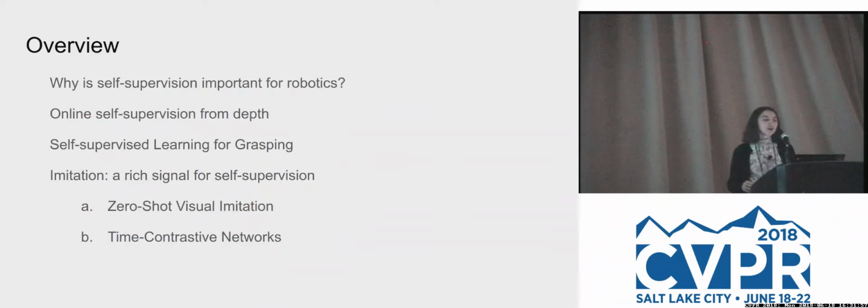So here we'll talk about what is self-supervised learning and why it is important for robotics. Then we will discuss self-supervised learning for navigation and also online self-supervised learning in these settings. We'll talk about self-supervised learning for grasping, and in the final part of the tutorial we'll talk about using self-supervised learning for imitation, featuring towards zero-shot imitation learning and time-contrastive networks.